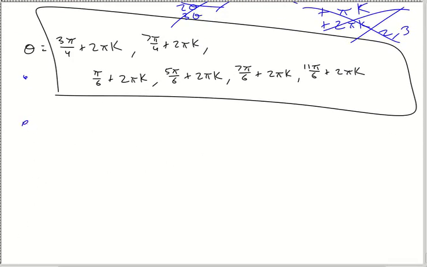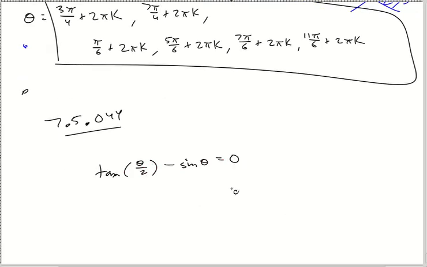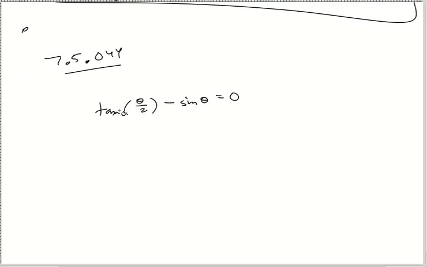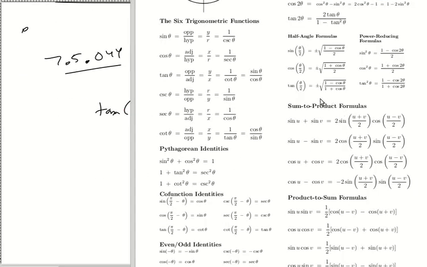Moving on. 75044. I've got tangent of theta over 2 minus sine theta is equal to 0. Solve for theta. I'm confused. This guy, what? And so I go to my trig identities page here, and what is that big old formula thing going on there?